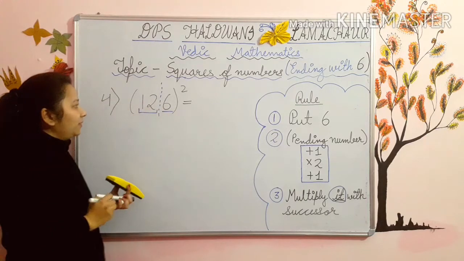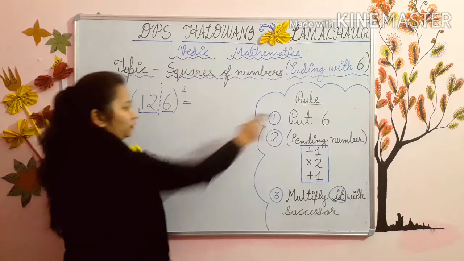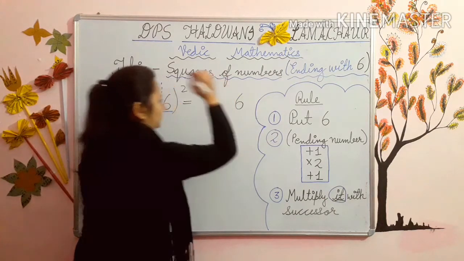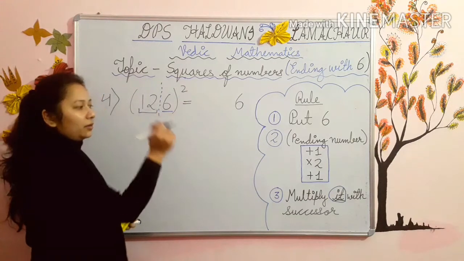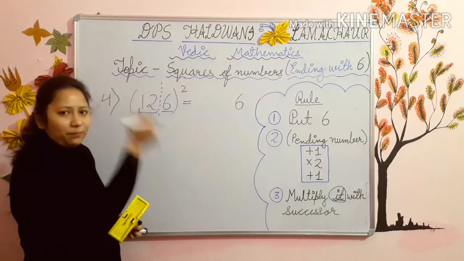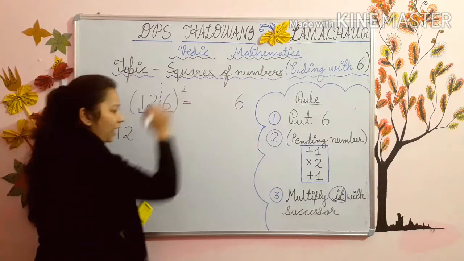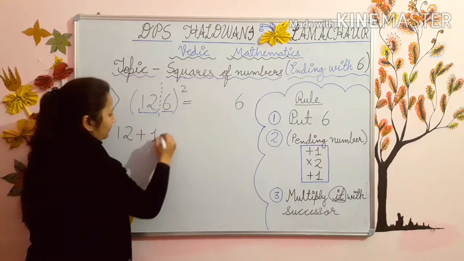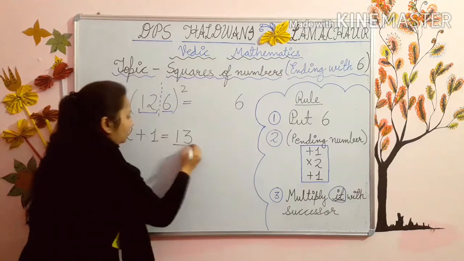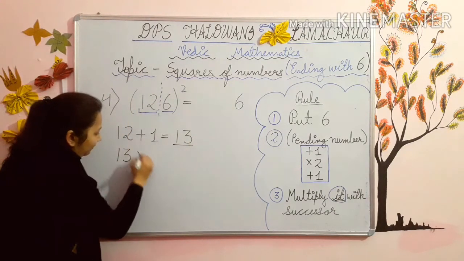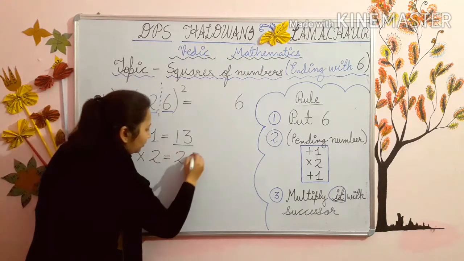Now here you are getting a 2-digit number, 12. Now the first rule is put 6. Yes. Now your second rule is you have to do these calculations with the pending number. Now here your pending number is 12. Now first of all add 1. 12 plus 1, 13. Now you have to multiply 2 with it. Now 13 2s are 26.